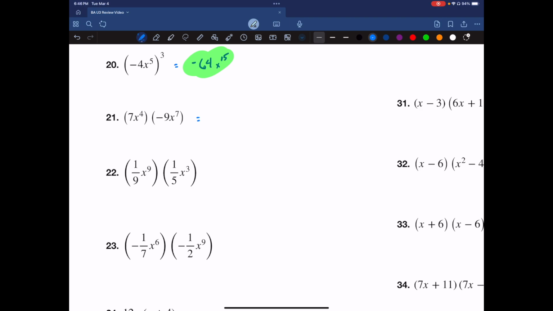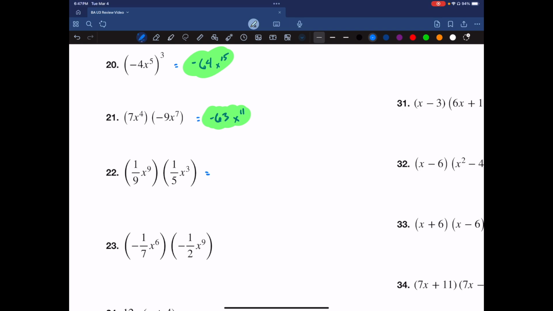Okay. When you get to 21, 22, and 23, you're multiplying these things. You no longer raise them to a power, but you start with your numbers and then just kind of check things off. Okay, so 7 times negative 9 is negative 63. x times x to the 4th times x to the 7th, you add your exponents. So it's going to be x to the 11th.